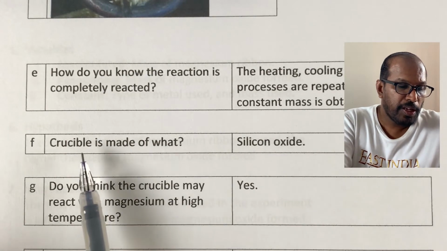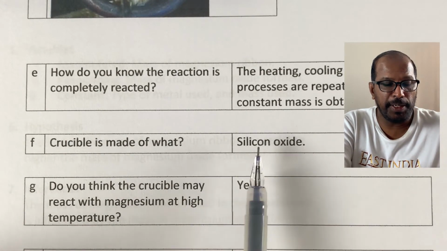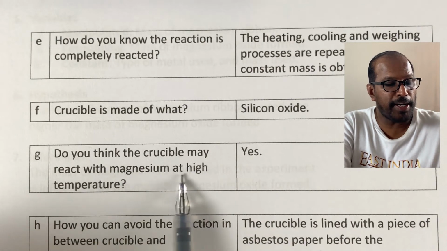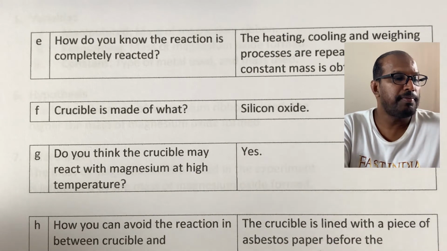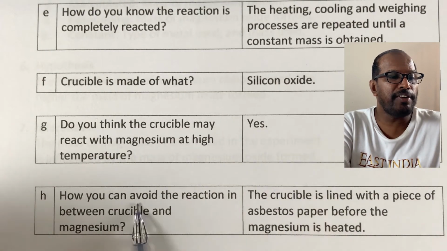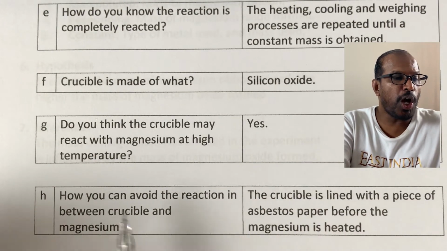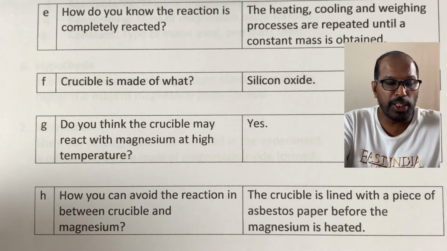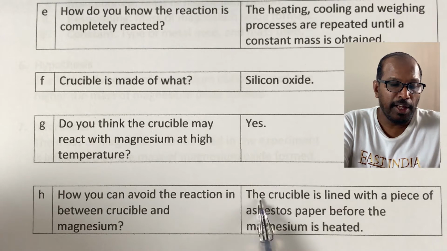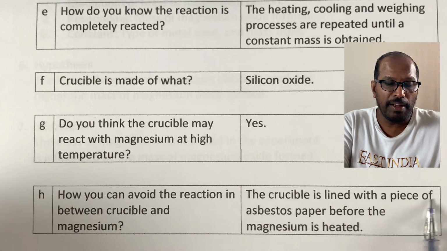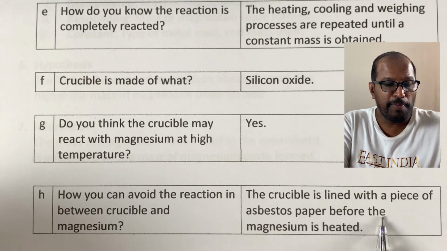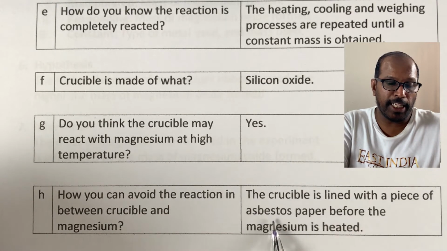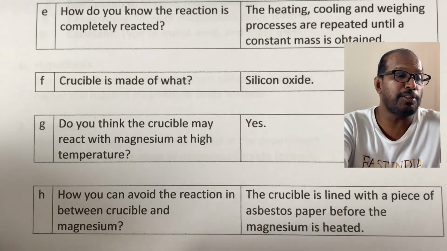Now, what is the crucible made of? It is made of silicon oxide. Do you think the crucible may react with magnesium at a high temperature? Yes, and this will affect the reaction and the experiment. So how can you avoid the reaction between the crucible and the magnesium? That's the reason why the crucible is lined with a piece of asbestos paper before the magnesium is heated. That's one of the reasons why we put the asbestos paper below the crucible.